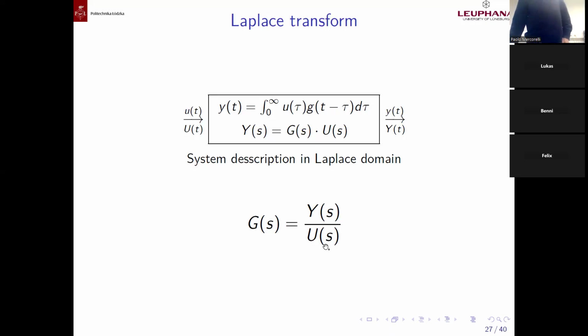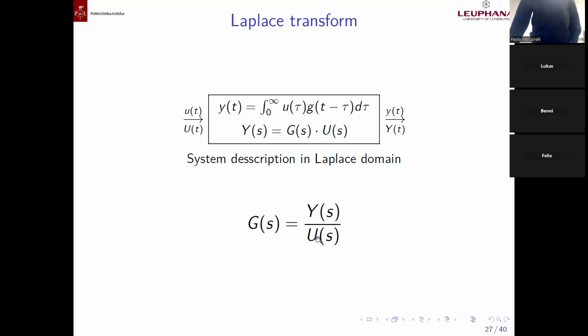We can see here the transfer function G of S, which we will use now with some exercises, is a relation between what? If you look at this notation, Y, as I told you in the dynamical system, is the output of the system, Y of t. G is the ratio between Y capitalized of S, which means the Laplace transform of the output, divided by the Laplace transform of the input. U of S is typically the input.